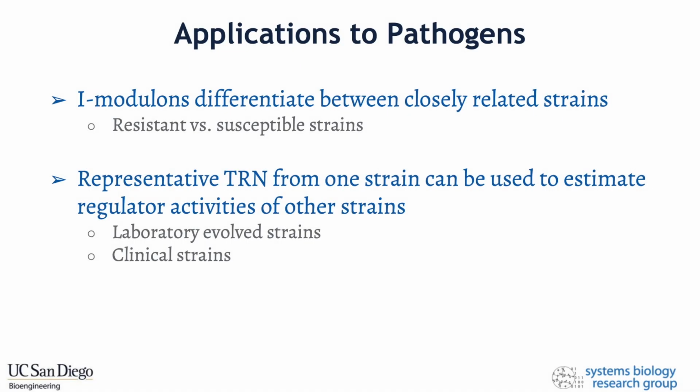Thus, we can see that iModulons can differentiate between very closely related strains. We can use this to identify the transcriptomic differences between resistant and susceptible pathogenic strains. In addition, we can use a representative TRN built from the expression profiles from a single strain to estimate the regulator activities of all other strains. This allows us to infer regulator activities for not just laboratory-evolved strains, but also clinical strains.